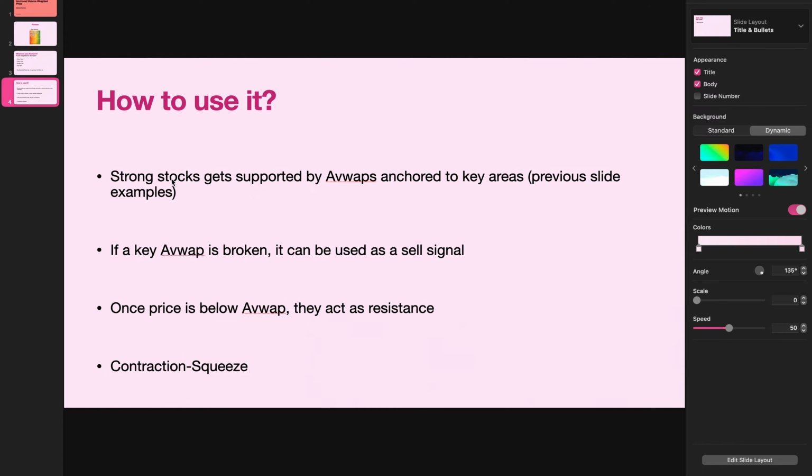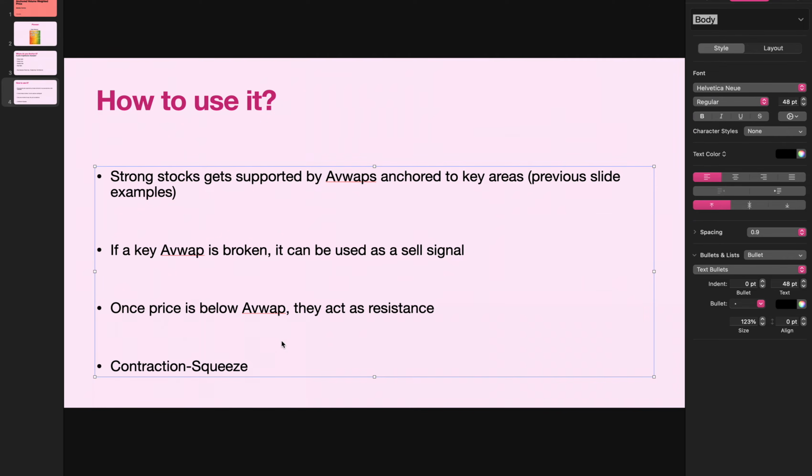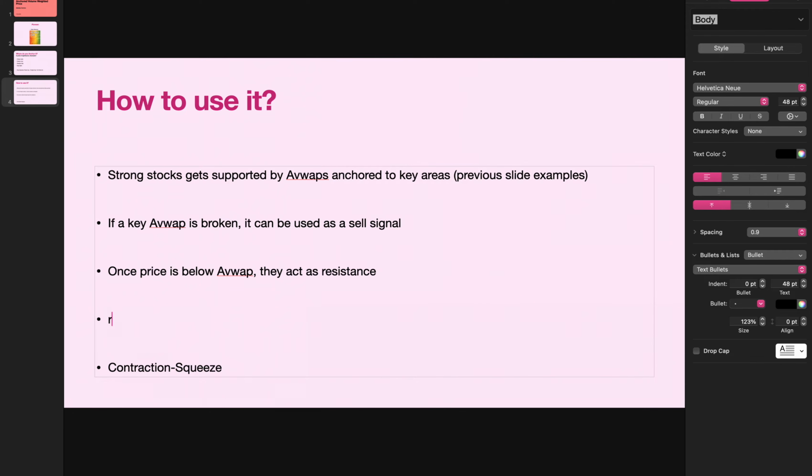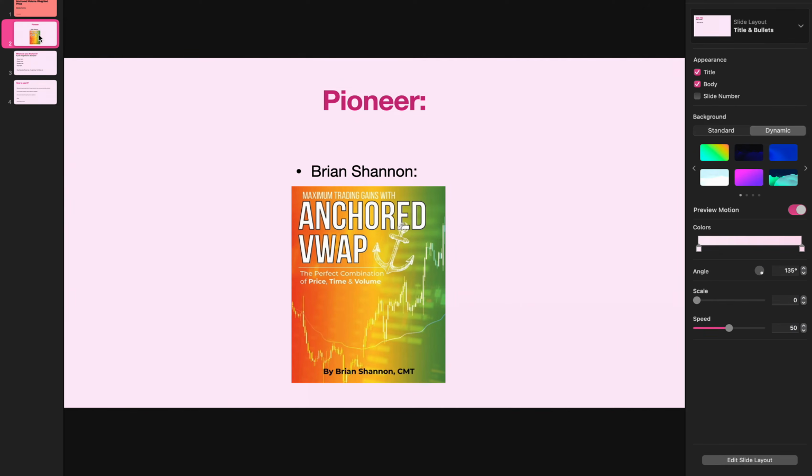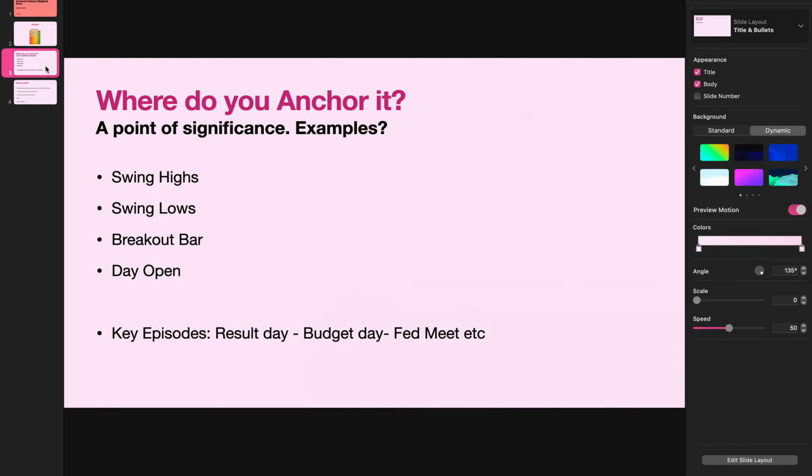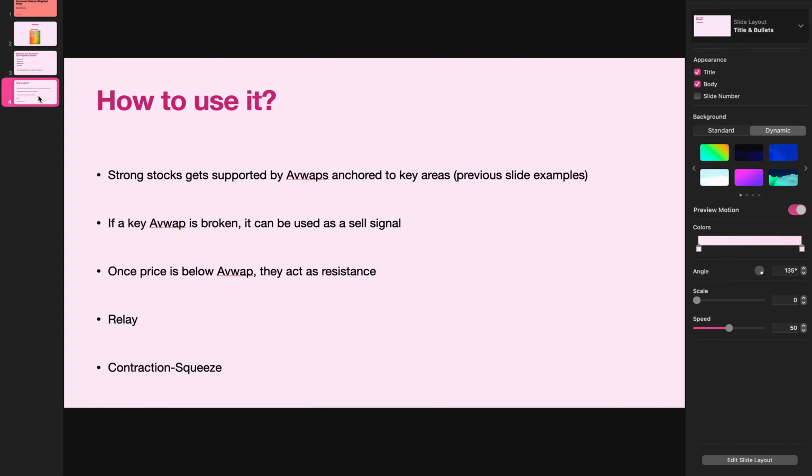That's all I had. Okay, how to use it, I forgot one thing here: relay. And I don't know if relay is the word that Brian Shannon uses, but I just made it up, it makes sense, like relay. In a relay you pass the baton or whatever that thing is. So that's why I call it relay.